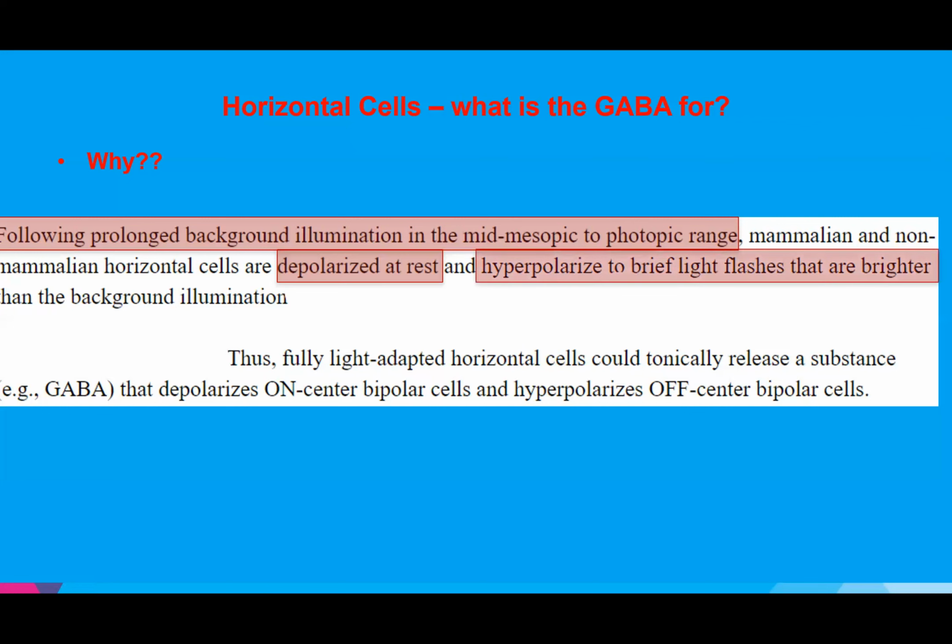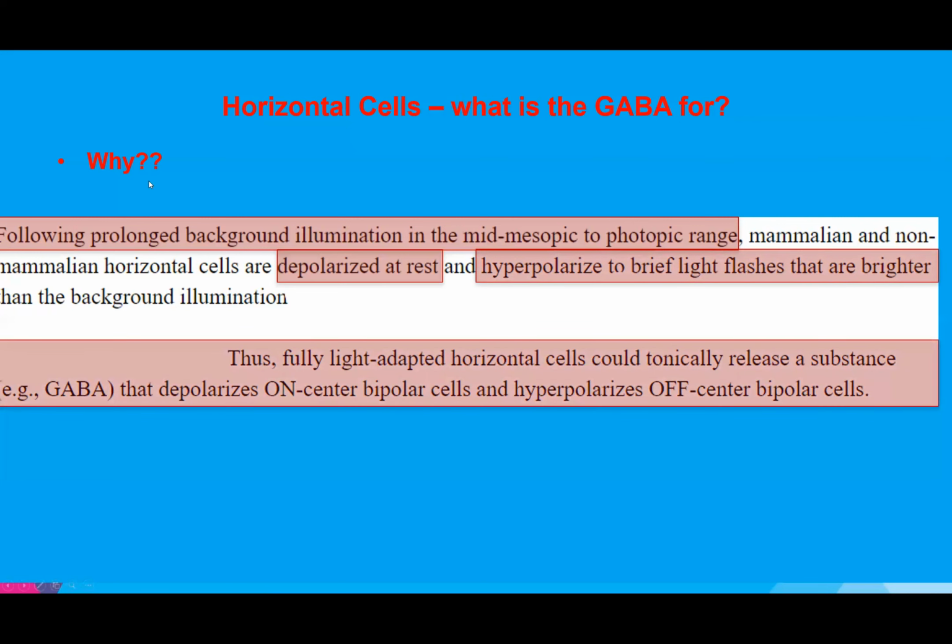Okay. And so this is where they say this final thing, thus fully light adapted horizontal cells, which means depolarized. That means if you're light adapted as a horizontal cell, you are now depolarized, meaning you're back to flipping to active as if you're in the dark, right? That's what a horizontal cell is when it's depolarized. It has to flip back to that state so that we can see bright flashes of light.